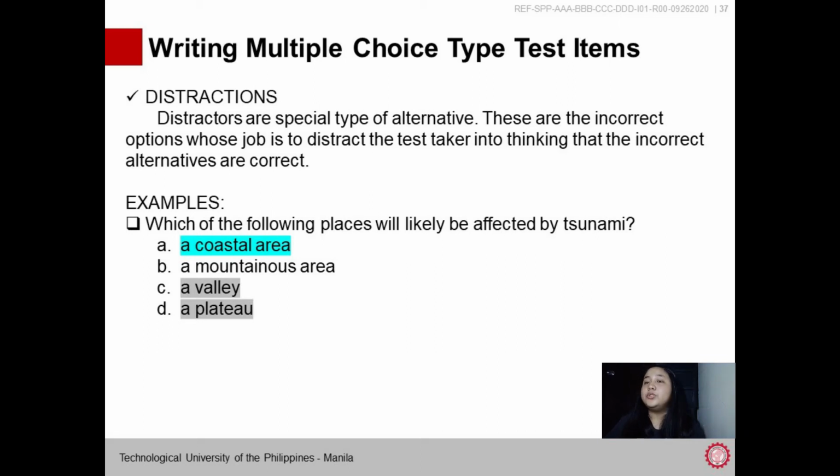Kapag nakapag-review yung students and nakita niya sa choices yung tamang sagot, malalaman niya na agad. Ganyan rin sa susunod at sa pangatlong example. So, yung mga naka-highlight naman na or naka-dark na color gray, ito naman yung distractors. Ito yung mga incorrect answers na nagpapa-distract sa isang student.